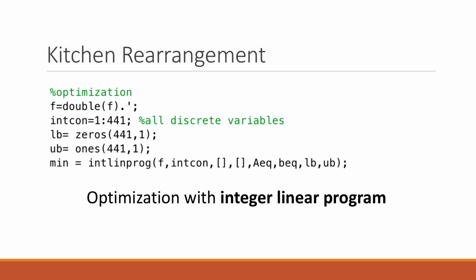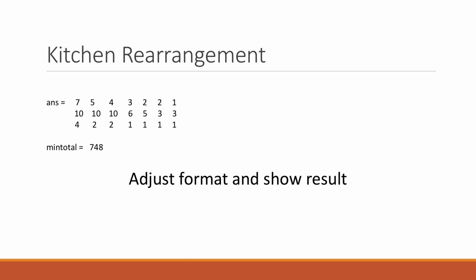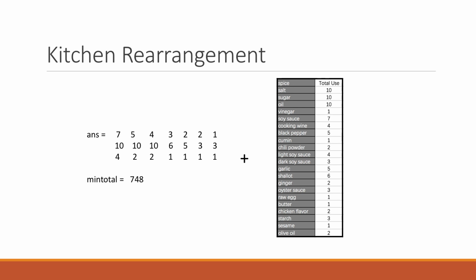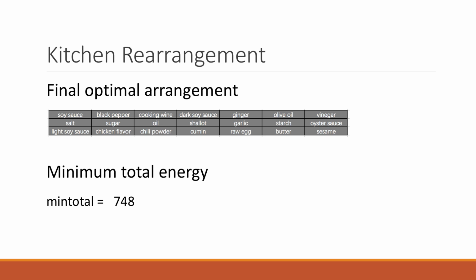Because it's a discrete variables problem, I use integer linear programming to do the optimization. After that, I adjust the format and show the result. And here is my result like this. By taking reference to the spice table, I can figure out where each spice is. And here is my final optimal arrangement and my minimum total energy.